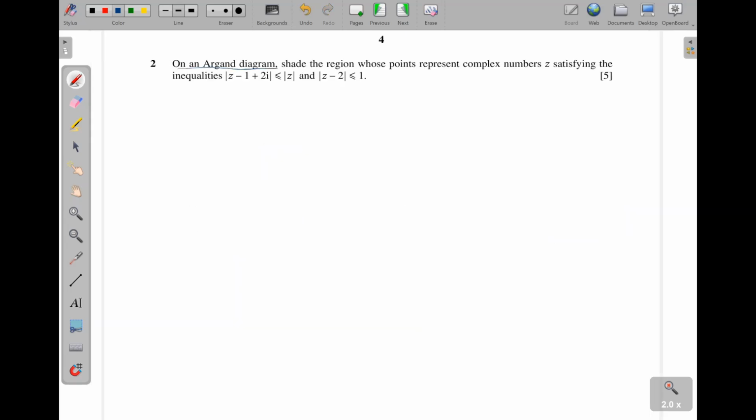On an Argand diagram, shade the region whose points represent complex numbers z satisfying the inequalities. This one here and this one here. I've already said that if you have the modular signs on both sides of the equation, then that is a perpendicular bisector. But first we need to get the centers, okay? So what are the centers?